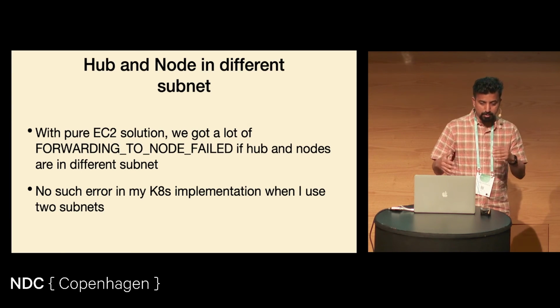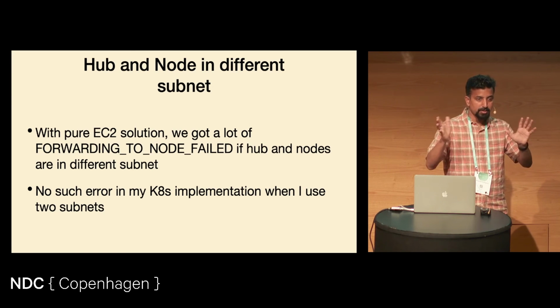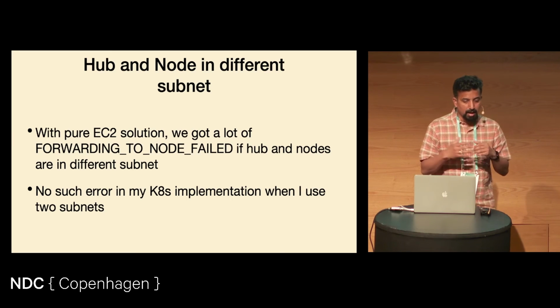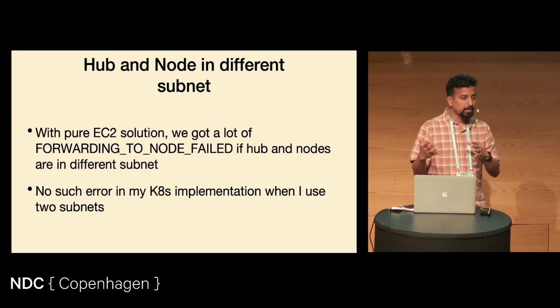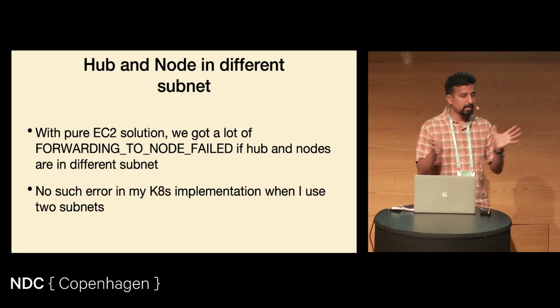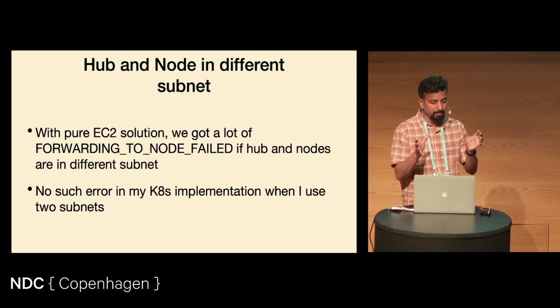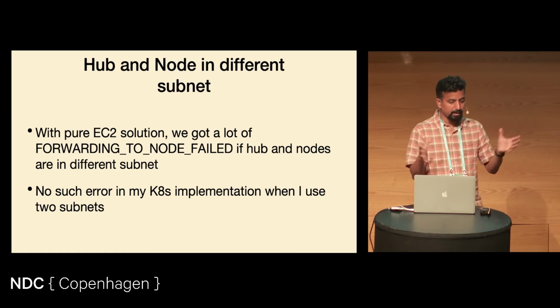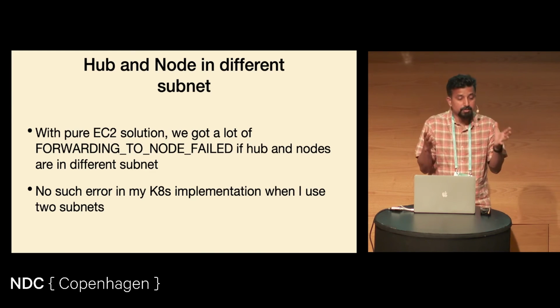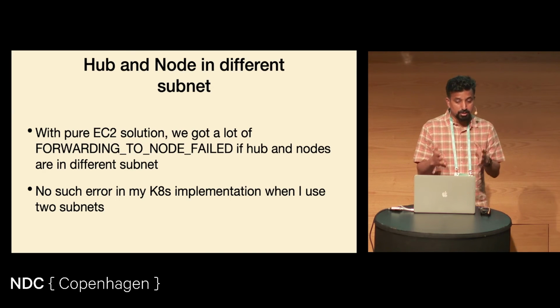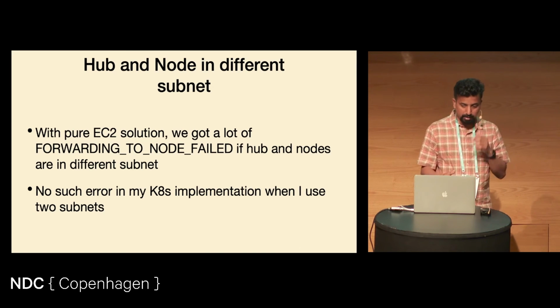Before I implemented this solution, I had another solution which was pure EC2 based. I used to see "forwarding to node failed" errors, but in Kubernetes I never saw that, probably because it's all managed within the control plane, and Kubernetes manages this much better than a normal EC2. So it's no longer an issue, and it works really well.